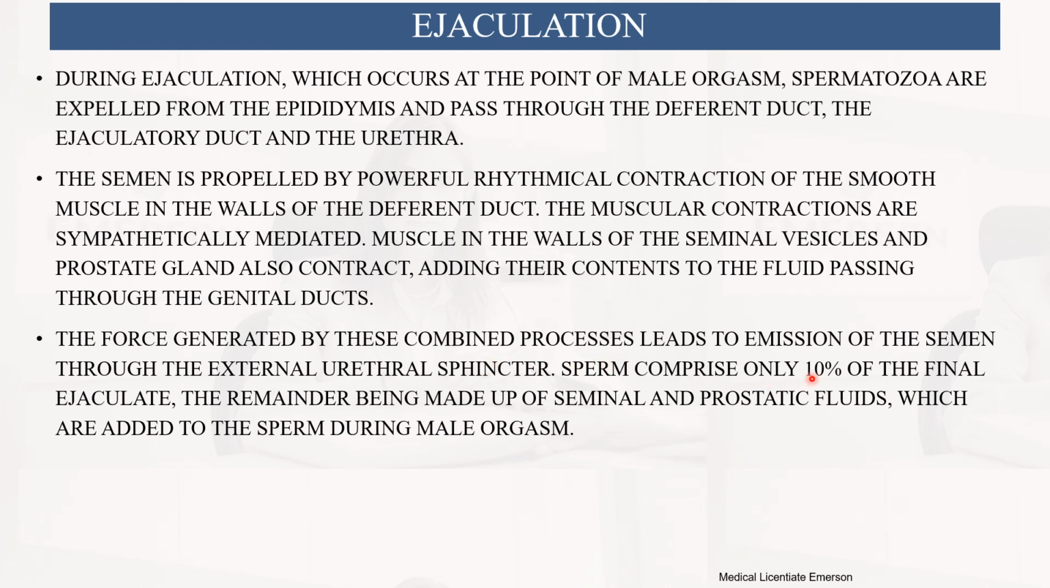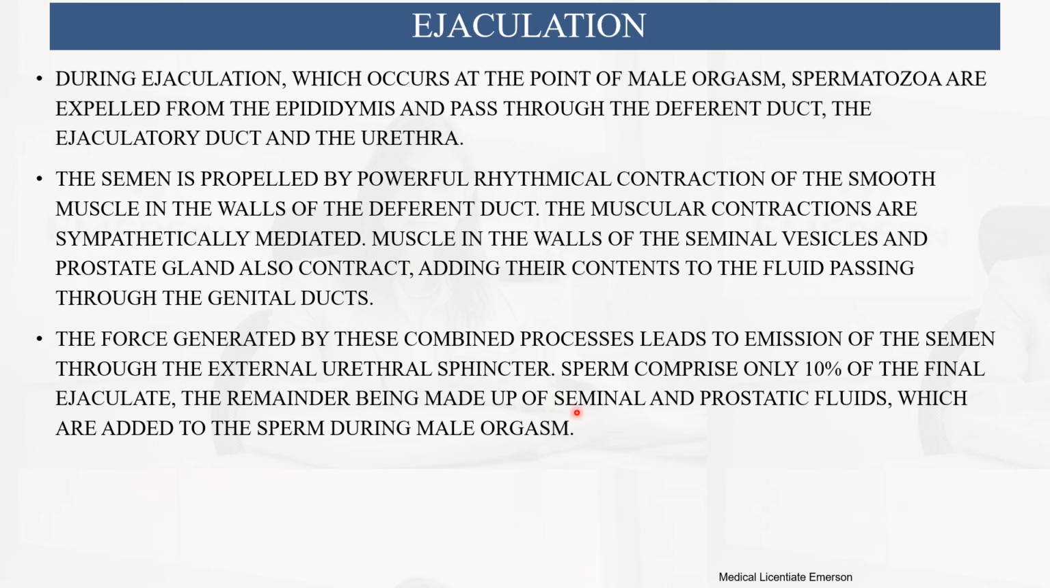Sperm comprises only 10% of the final ejaculate, the remainder being made up of the seminal and the prostatic fluids. So now we have the 100%. In short, remember we said seminal fluid is 60%, the milky part is 30%, and the sperm themselves are 10%. Together these three are what we call semen.